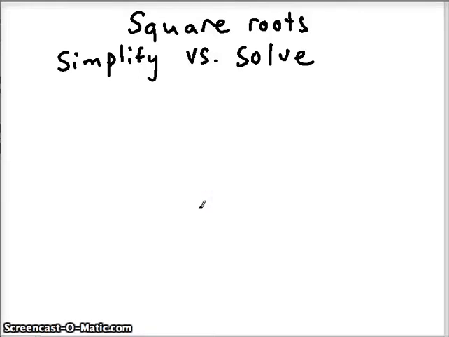In this video we're going to be simplifying square roots, starting off with rational and then moving into the irrational, and kind of focusing on the difference between simplifying versus solving. So a lot of times you'll see instructions that say simplify. For example, to simplify the square root of 25, we would simply say it's 5.